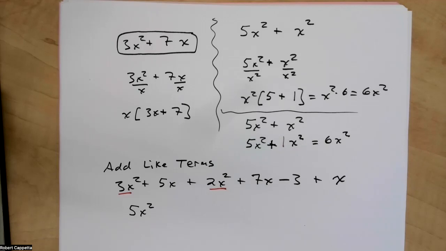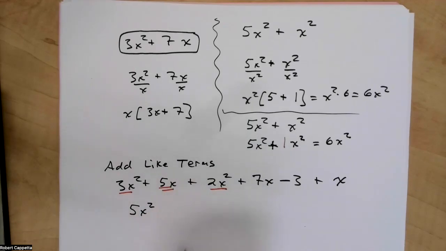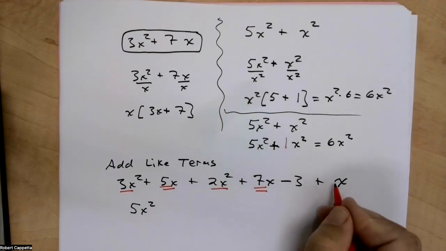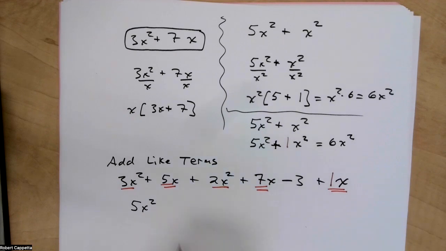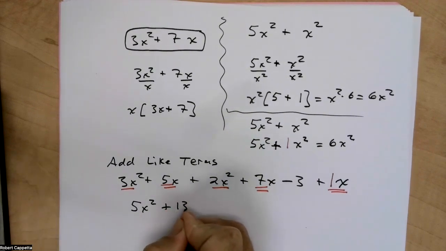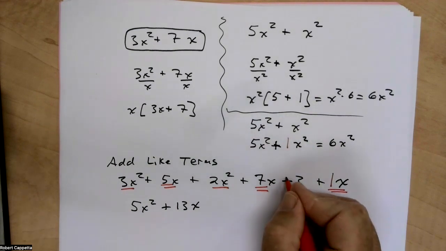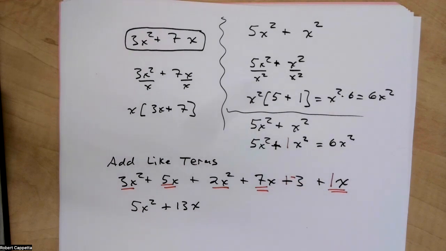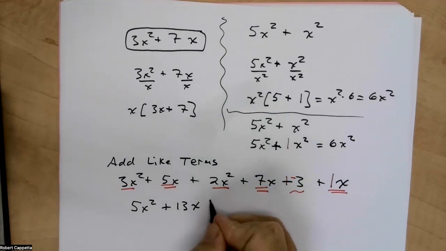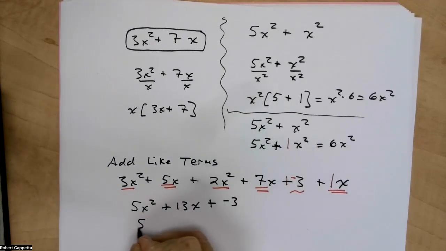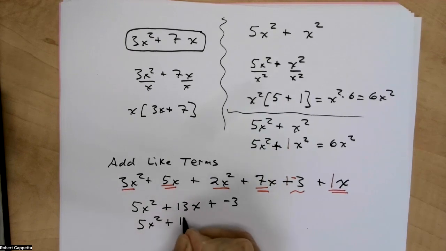Then let's look for the x's. We have 5x here, double underline the x's, 7x here. And this is an x. There's no number in front of it. I'm going to put a 1x there just to make it a little clearer. 5x plus 7x is 12x, plus 1x is going to give me 13x. And then for the minus 3, we'll make that plus negative 3. And that's the only number. So plus negative 3, which again would be the same thing as minus 3. You want to write it that way, 5x squared plus 13x minus 3.